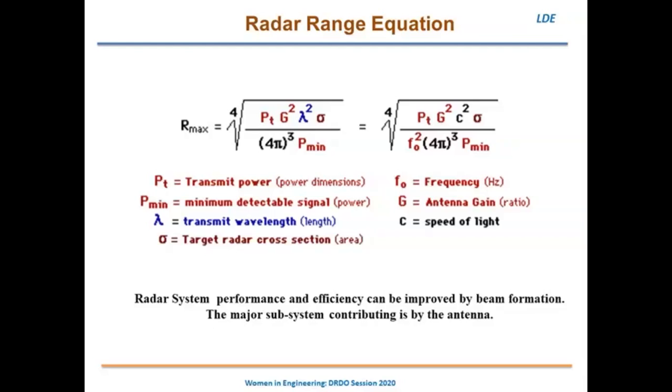Now let us see on the antenna side what is most prominent here. We see the gain of the antenna and lambda, that is wavelength, which is directly related to the frequency of operation of the system. Gain and wavelength are very critical parameters governed by the antenna. So the antenna system performance highly influences the radar performance. The efficiency can also be improved by beam formation, which is done by the antenna. For example, if you want to cover a large area, you can have a shaped beam, and you can control the side lobe levels in your antenna. That flexibility the antenna gives in case of a radar.